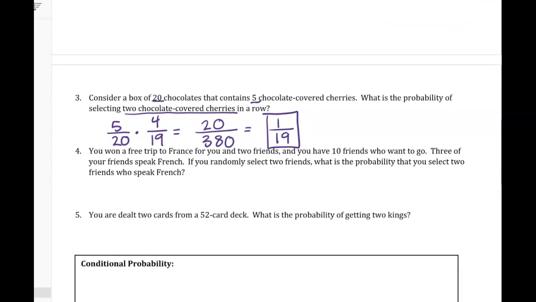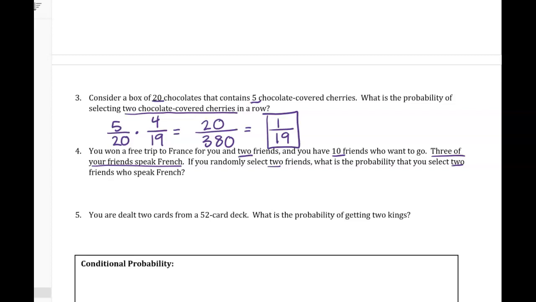Okay, you want a free trip to France for you and 2 friends, and you have 10 friends who want to go, so you can invite 2 people. 3 of your friends speak French. If you randomly select 2 of your friends, what's the probability that you select 2 friends who speak French? Wow, this is confusing sounding, which I put in here on purpose because sometimes problems sound very confusing, right?